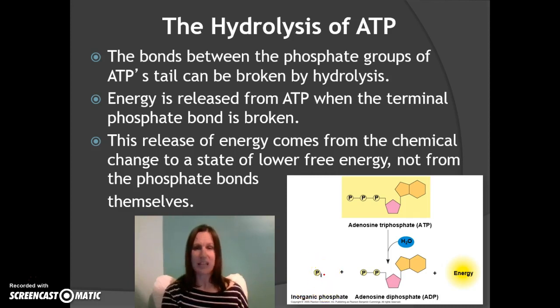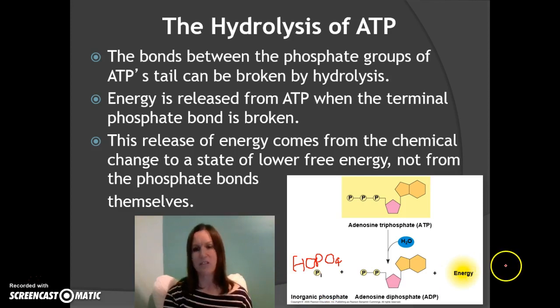Now, what's an inorganic phosphate? Well, again, I'm going to do some awful drawing here. HOPO4. HOPO4 is our inorganic phosphate. Okay, and when these bonds form, we release a great deal of energy.